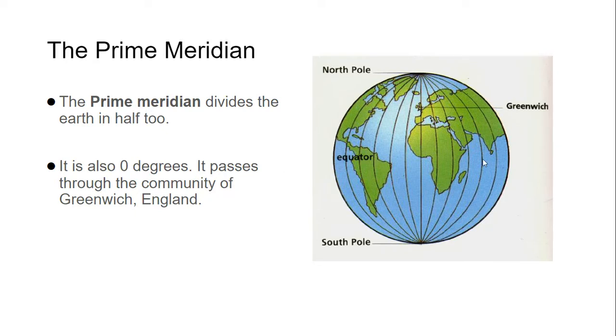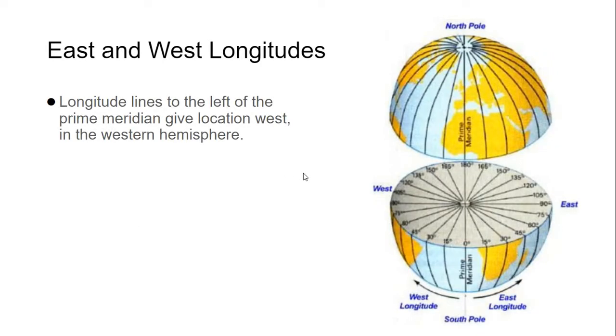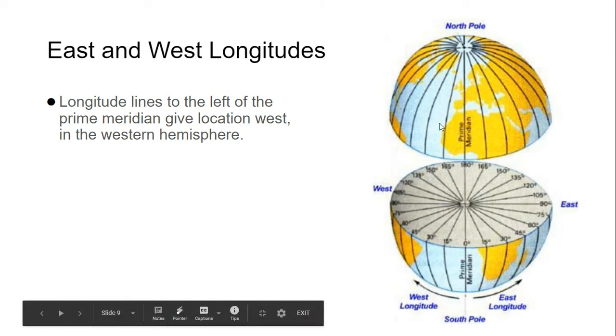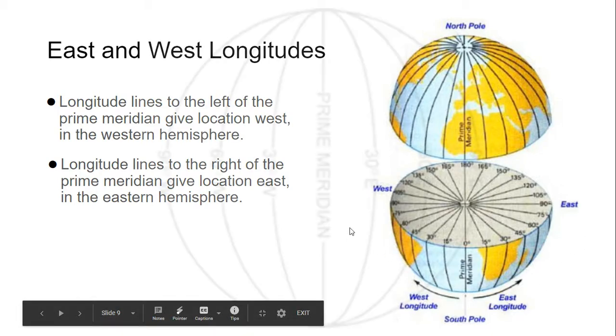But we have the prime meridian, which is the 0 degrees longitude, and then we have the equator, which is the 0 degrees latitude. So just like the latitude, the longitude lines actually divide the Earth into halves, which is the eastern hemisphere and the western hemisphere. So all of the lines that run up and down on the western side of the hemisphere are called western longitude lines. And then on the east side we have our eastern longitude lines, which are on the eastern hemisphere.